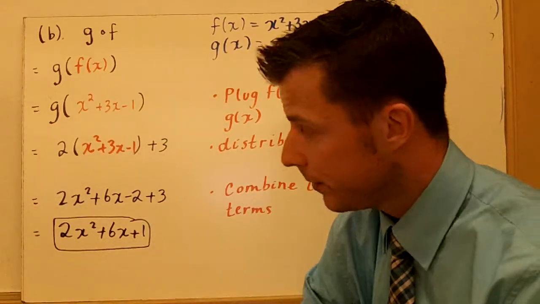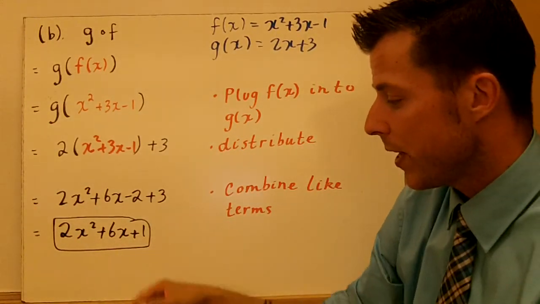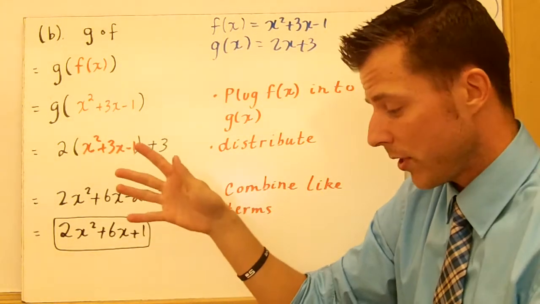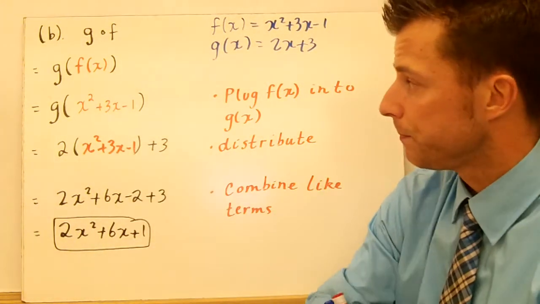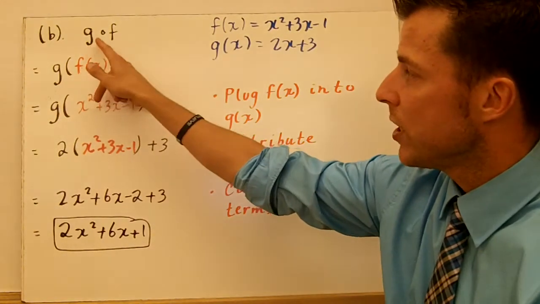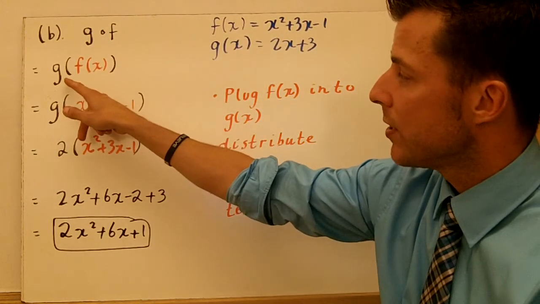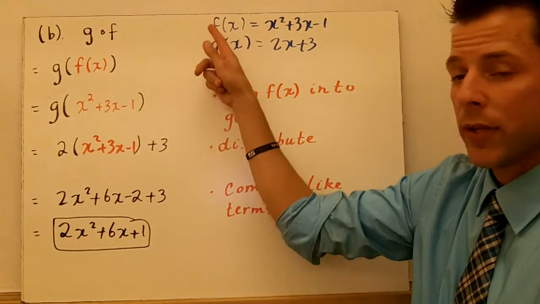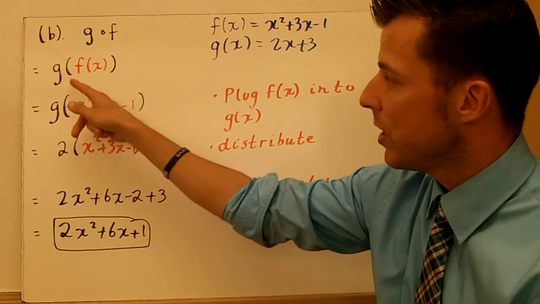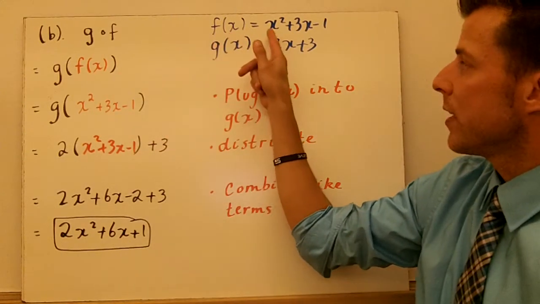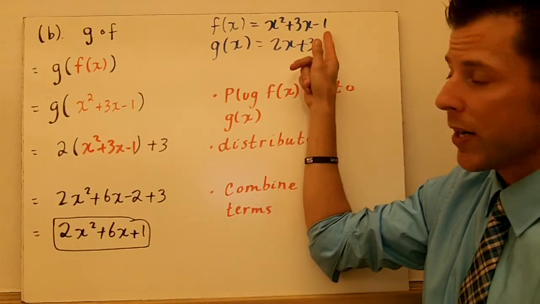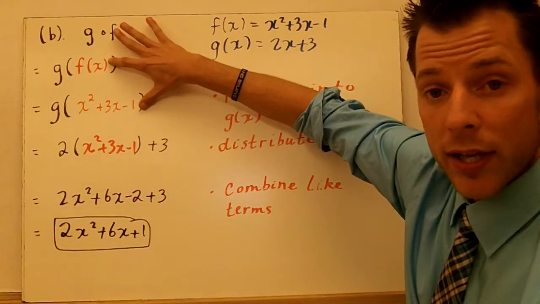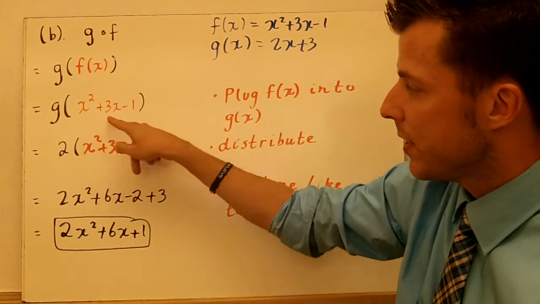In part B, we're going to go g composed with f. We're going to switch g and f around. Again, this is not commutative, so don't just put the answer that you got in the previous example. So we want g composed with f, and that means we want g of f of x. So here's our two functions. I just relisted them here for you. So g of f of x. We know that f of x is equal to x squared plus 3x minus 1. So just replace the f of x with what you know that function to be. We've done that in this step.